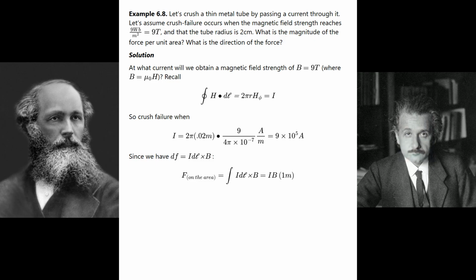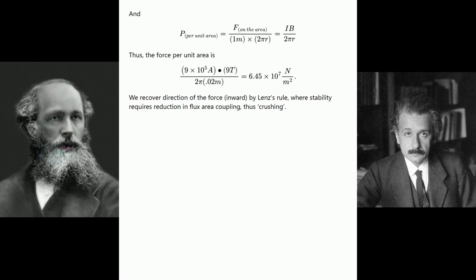Solution: at what current will we obtain a magnetic field strength of B equals 9 T, where B equals mu sub 0 H? Recall: see the next equation. So crush failure when, see the equation shown. Since we have dF equals I dL times B, see the next equation. And see the equation shown. Thus, the force per unit area is, see the next equation. We recover the direction of the force, inward, by Lenz's rule, where stability requires reduction in flux area coupling, thus crushing.